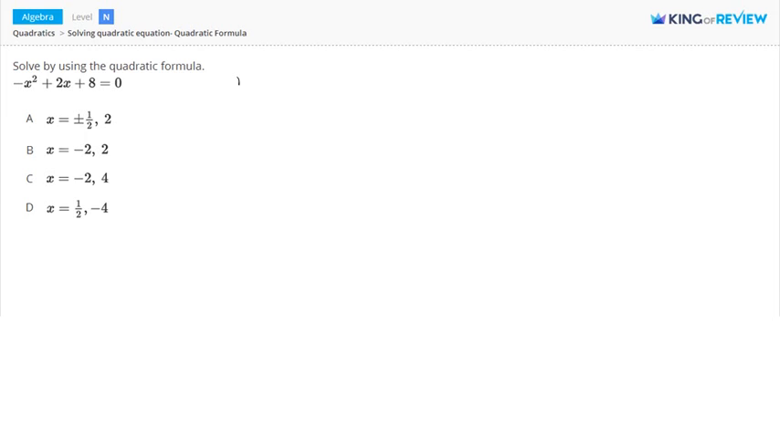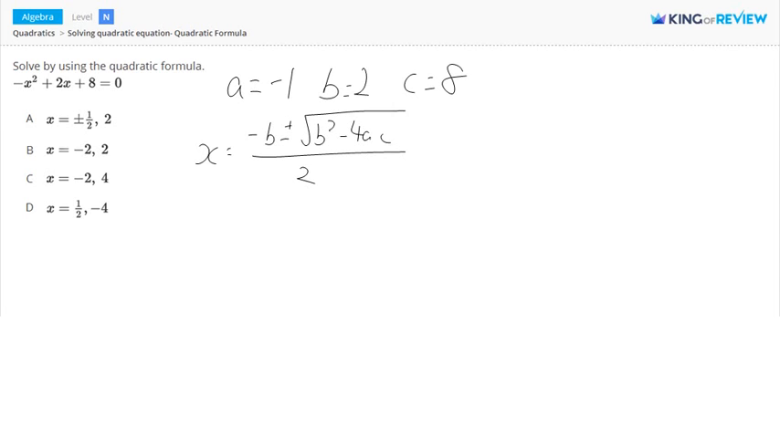So, let's identify our a, b, and c values. Our a value is -1, our b value is 2, and our c value is 8. And the quadratic formula says x equals -b plus or minus the square root of b squared minus 4ac, over 2a. Okay, so let's plug in our values.